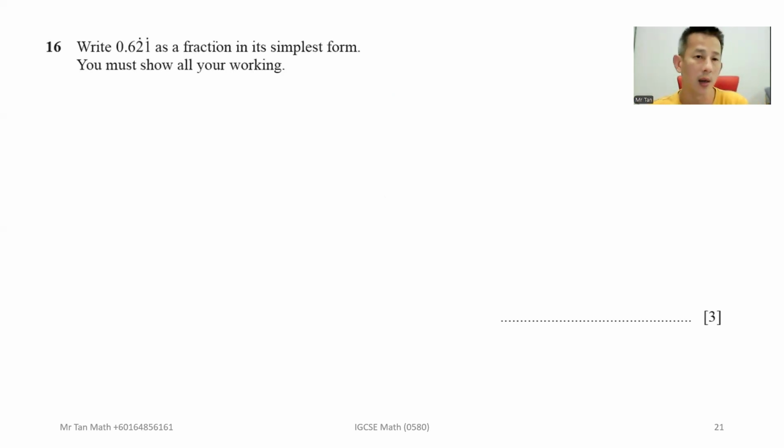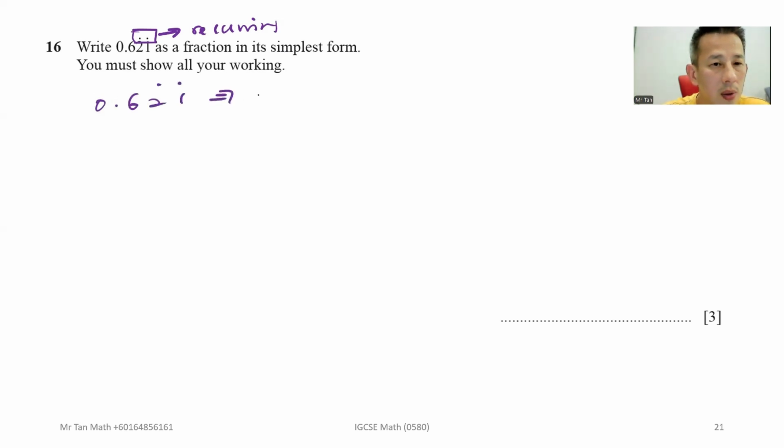Right, write 0.621 recurring as a fraction in its simplest form. Okay, the dot here basically means recurring. So 0.621 recurring is equal to 0.6212121, where the 21 is recurring.